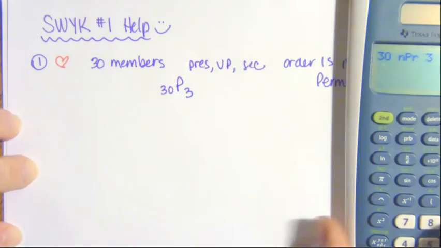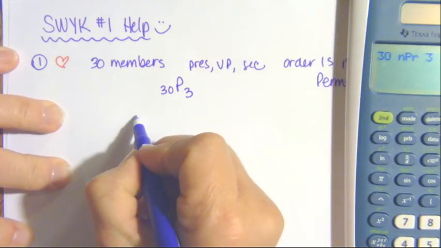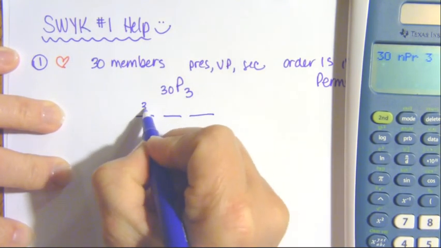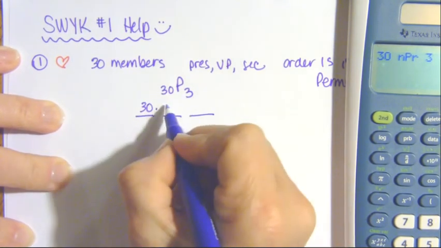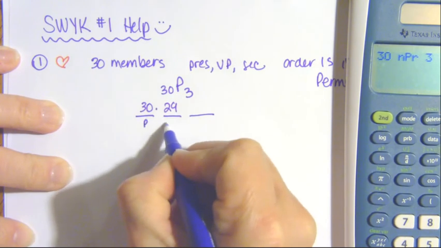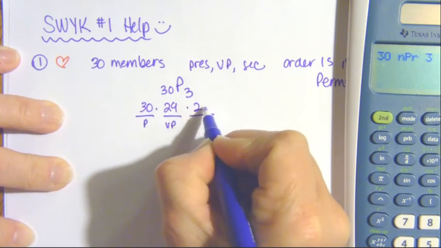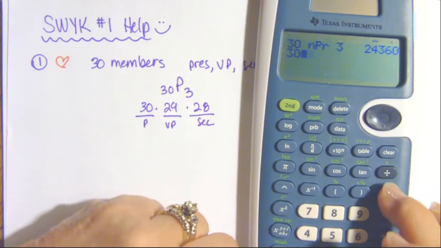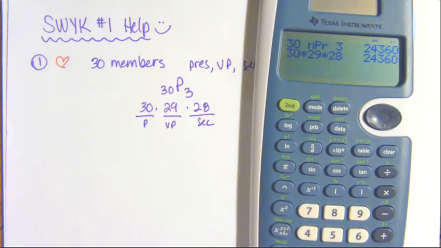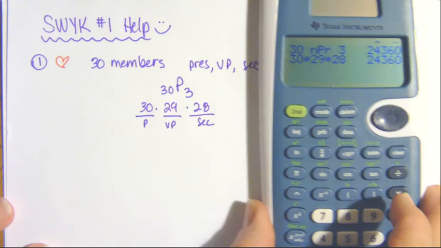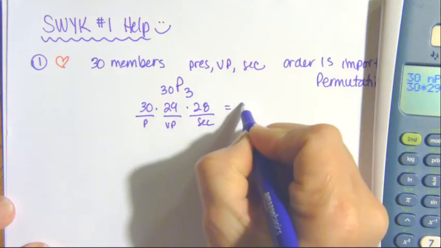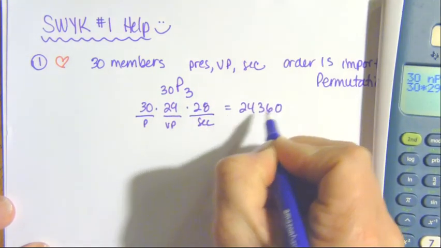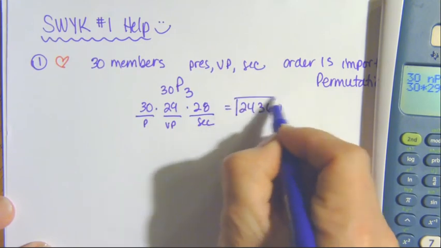Now, another thing you could do with this one, since the order is important, you could say there's 30 people you could pick for president, there's 29 you could pick for vice president, and then there's only 28 you could pick for secretary. So if I did 30 times 29 times 28, I get the exact same answer. So again, these are different numbers than you guys have on your SWYK, but that's very similar to the I Love Algebra Club.